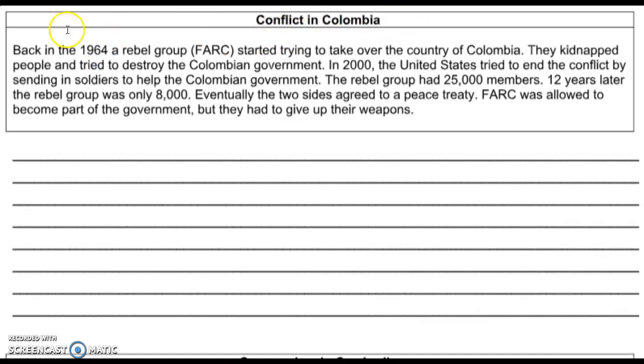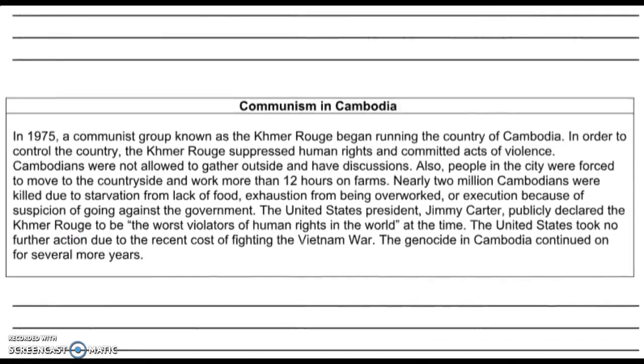Now here's conflict in Colombia. Back in 1964, a rebel group, FARC, started to try to take over the country of Colombia. They kidnapped people and tried to destroy the Colombian government. In 2000, the United States tried to end the conflict by sending in soldiers to help the Colombian government. The rebel group had 25,000 members. 12 years later, the rebel group was only 8,000. Eventually, the two sides agreed to a peace treaty. FARC was allowed to become part of the government, but they had to give up their weapons.